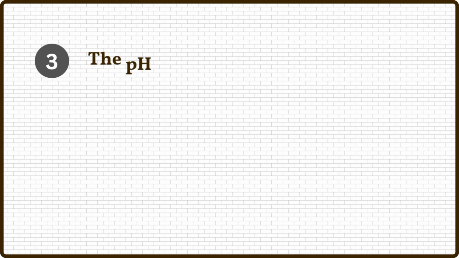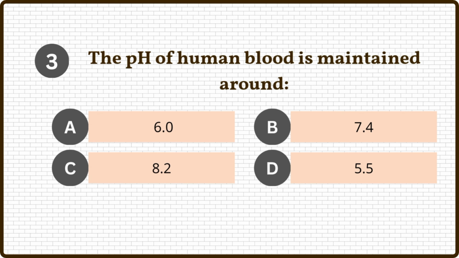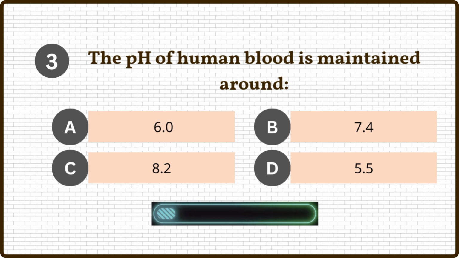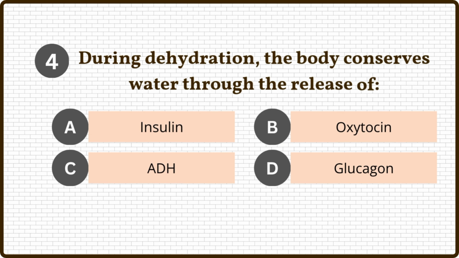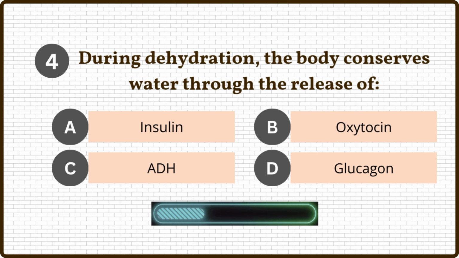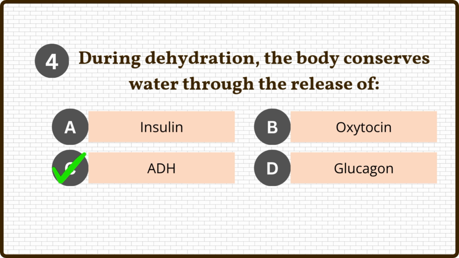The pH of human blood is maintained around 7.4. During dehydration, the body conserves water through the release of antidiuretic hormone.